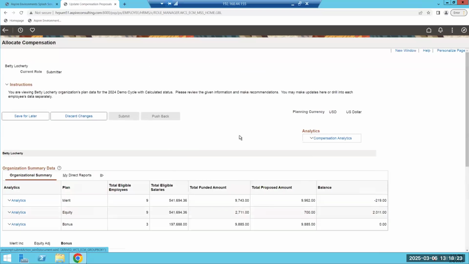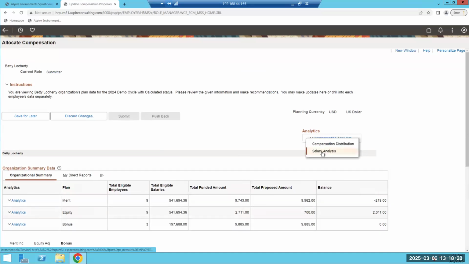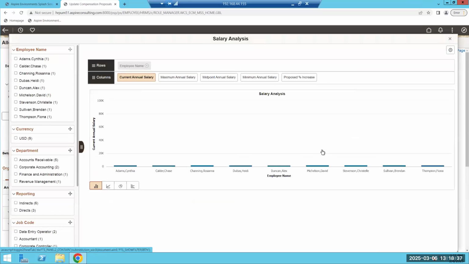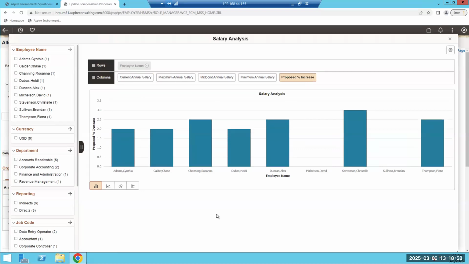The other thing that I want to point out is the analytics. There are built-in analytics that you can define and customize, but there are a couple that are built in, such as here, salary analysis. We see each of the people in our cycle and what their current salary is. If we want to switch to something more pertinent to our planning, we can see what their proposed increases look like.